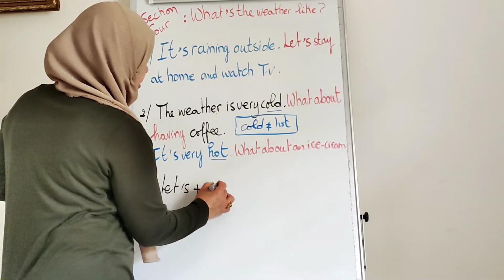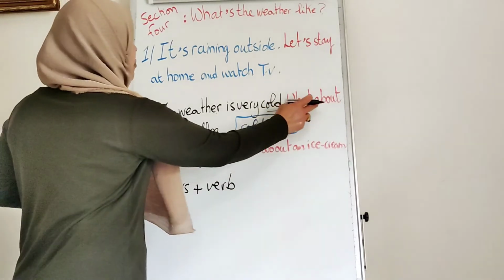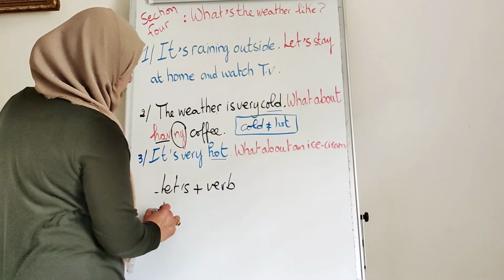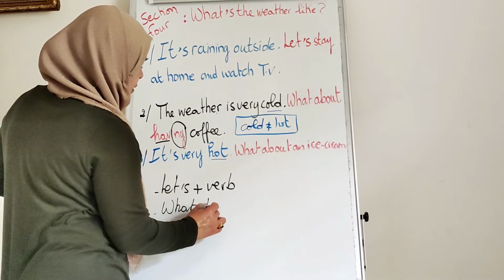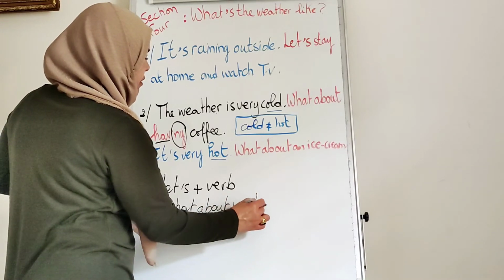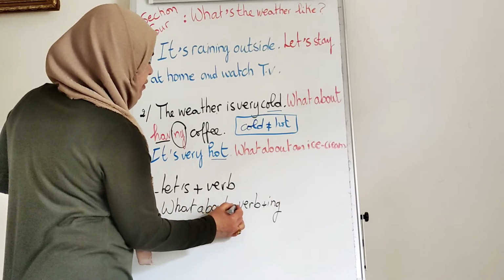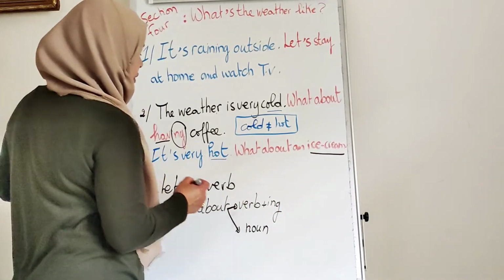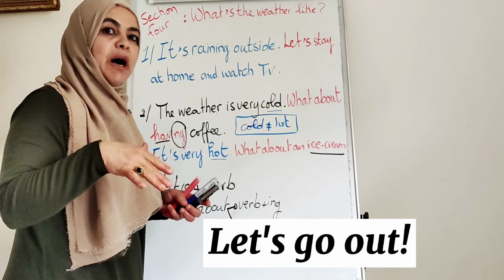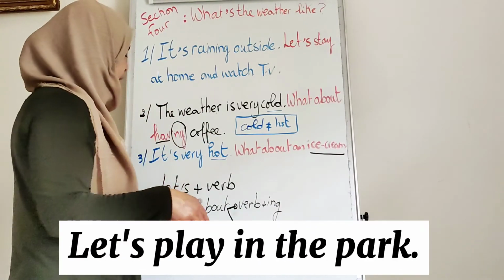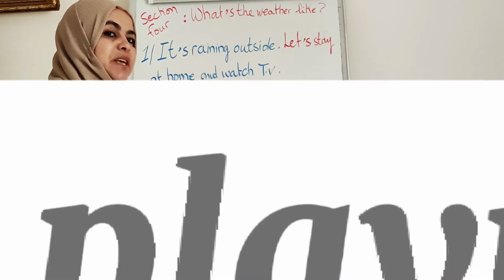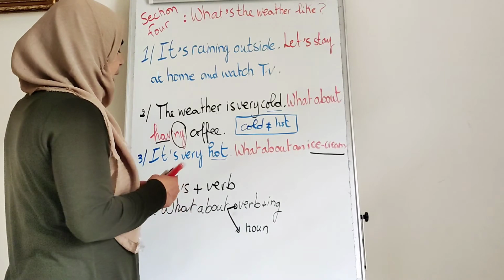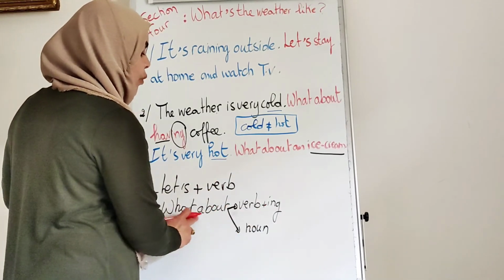We have let's plus verb, and what about plus verb plus ing, and what about plus noun. Let's go out. Let's watch a film. Let's have a pizza. Let's be in the park. What about going to the park? What about eating a pizza? What about playing football? What about an ice cream? What about a cup of tea, etc.? These are let's plus verb, and what about plus verb plus ing or what about plus noun.